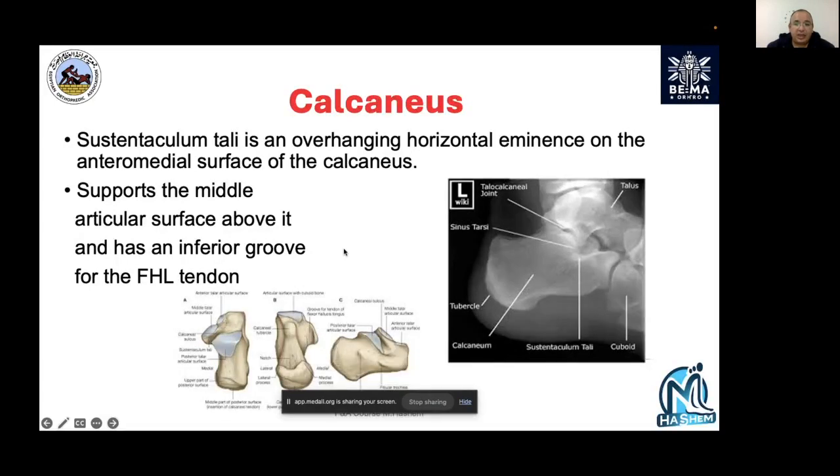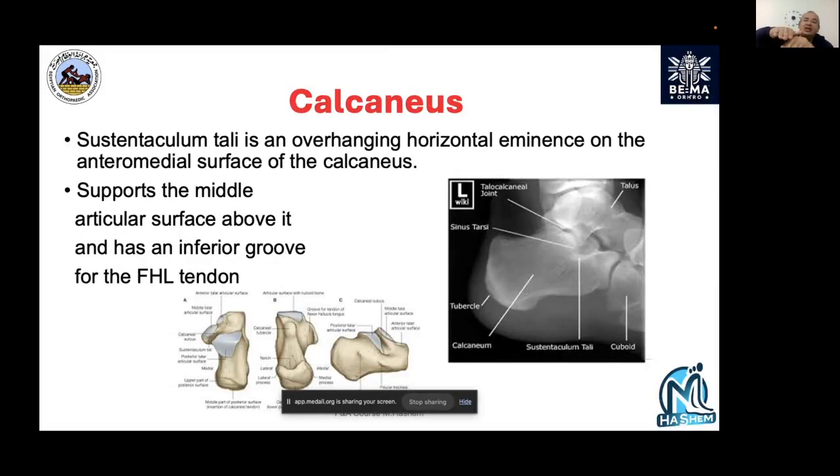Calcaneum: the most important areas you need to understand are definitely the facets, so the posterior facet, middle facet, and anterior facet. It has an anterior process which articulates with the cuboid and the navicular, and it has a very dense eminence on the undermedial surface, which is the sustentaculum tali. It's actually this one.